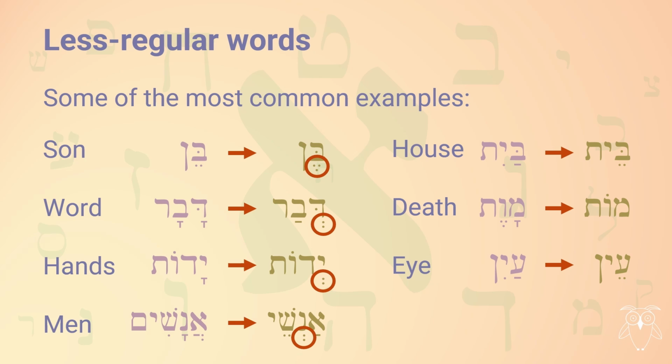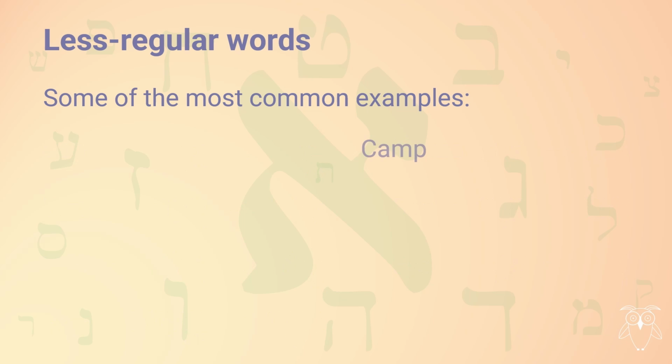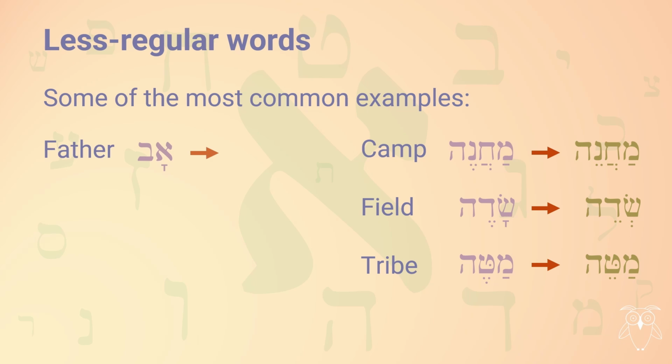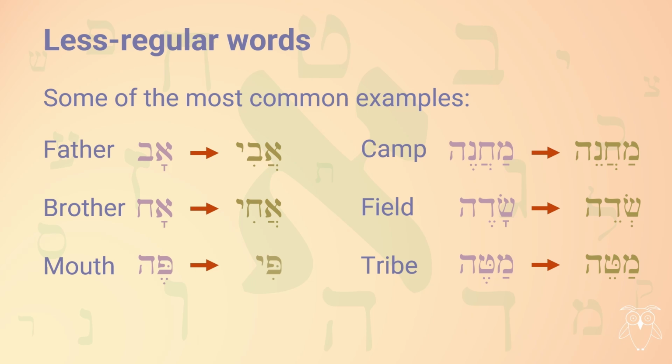But sometimes things become a little longer. Camp, machaneh to machaneh. Field, sadeh to sedeh. Tribe, mateh to matei. Or a whole consonant is added. Father, av to avi. Brother, ach to achi. Mouth, peh to pi. Alright, that last one didn't become longer, but still, it follows a similar pattern, doesn't it?